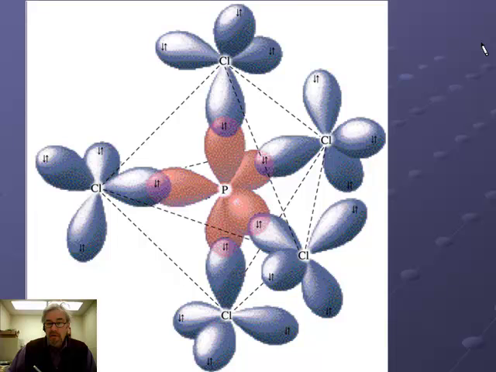So let's write in the hybridization. This is sp3, this is sp3, this is sp3, this one's sp3. All the chlorines are sp3 hybridized. And then the phosphorus in the middle is sp3d, which gives us our 5 regions of electron density. 1 there, 1 there, 1 there, 1 up, 1 down.